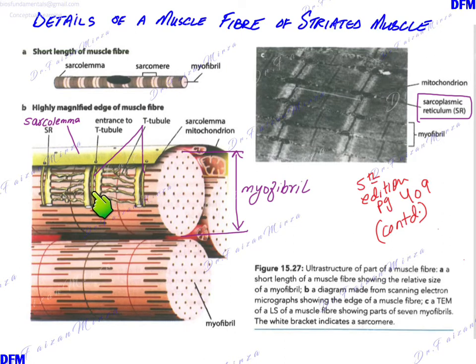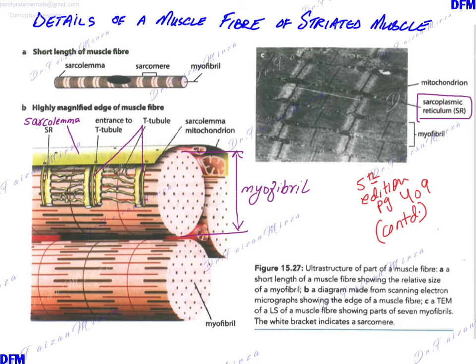In between these two T-tubules, you can see a structure. This organelle is called the SR, or Sarcoplasmic Reticulum. It is connected by these cisternae to another part. This is also a Sarcoplasmic Reticulum. The purpose of the Sarcoplasmic Reticulum is to store calcium ions.